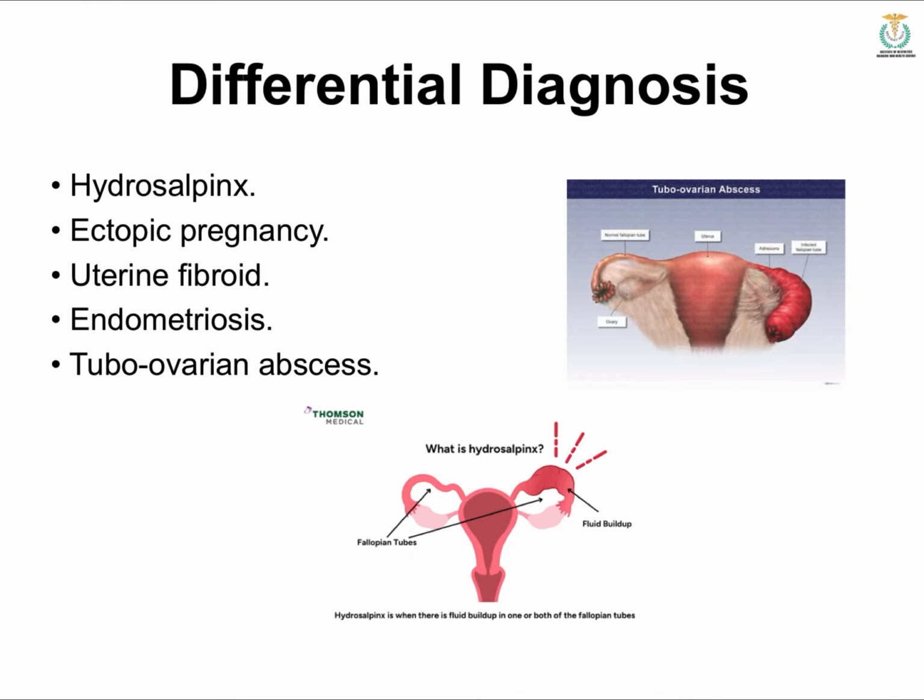Next is the differential diagnosis. You have to always keep these differentials in mind, especially in reproductive age women presenting with pain and adnexal mass. As mentioned, ultrasound will help differentiate cystic from solid lesions. The differential diagnoses are hydrosalpinx, ectopic pregnancy, uterine fibroid, endometriosis, tubo-ovarian abscess, and so on. These are very important.